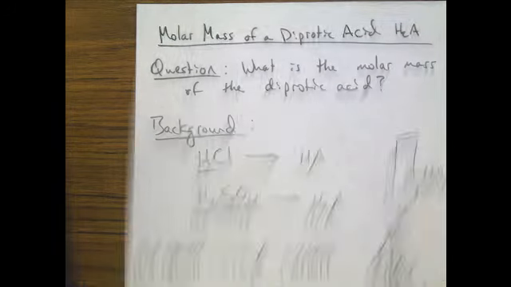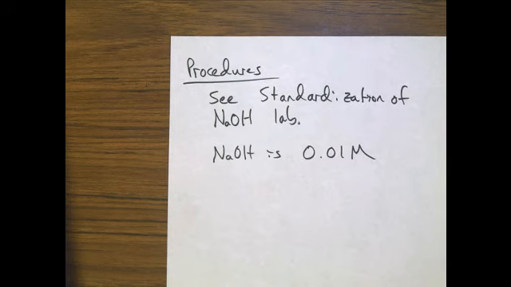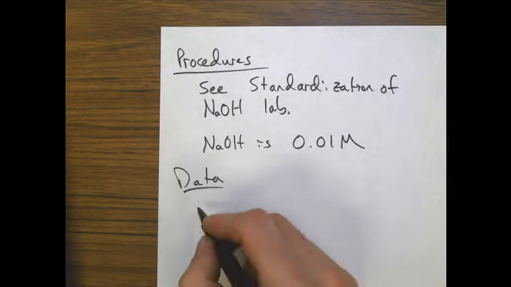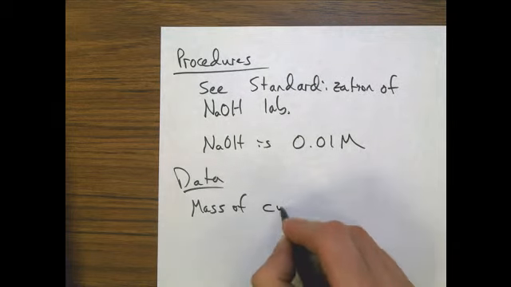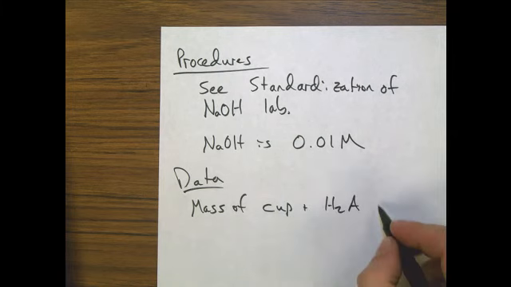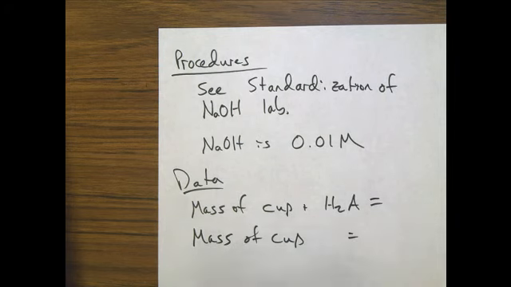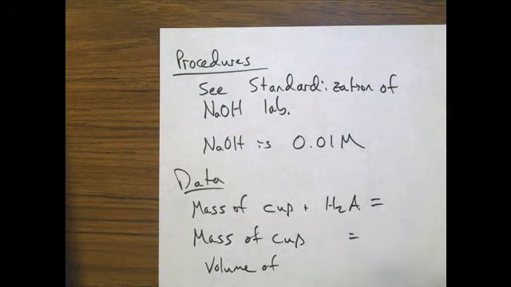Now, back to the actual lab that we wrote out. So we wrote out the question, the background, then after that we have the procedures. And that's it for the procedures. You can write data right below it, and the data that you should have in your lab notebook is the mass of the cup plus the acid, which is the H2A. You should obviously have the mass of the cup after you poured it into the flask. You should write down the volume of the solution that you diluted it with, so the volume of water added to H2A, and of course it's going to be the same as you added to the acid in the previous lab.